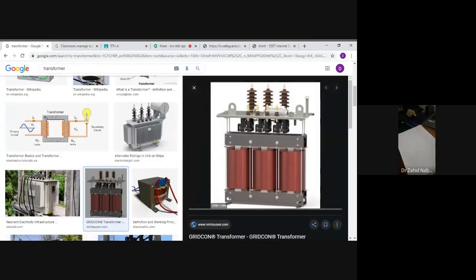Okay, so you are seeing this is a shell type of transformer construction where there are three limbs, one, two, and three. So the entire dimension of the yoke, if it is concerned, would be from here to here.